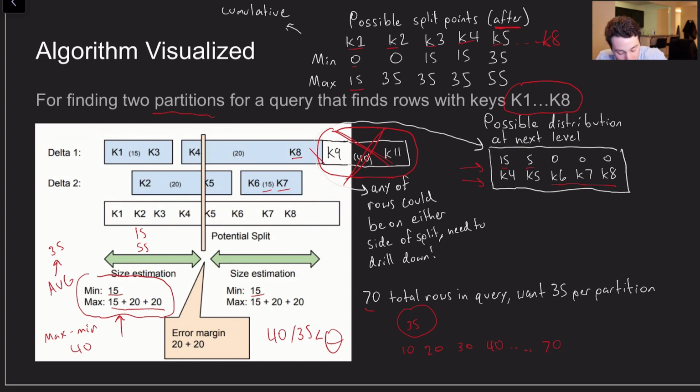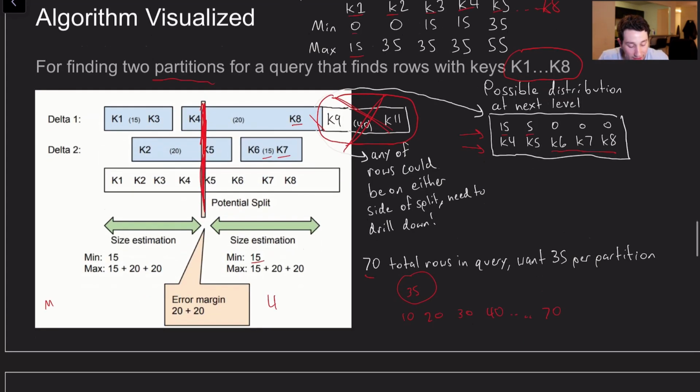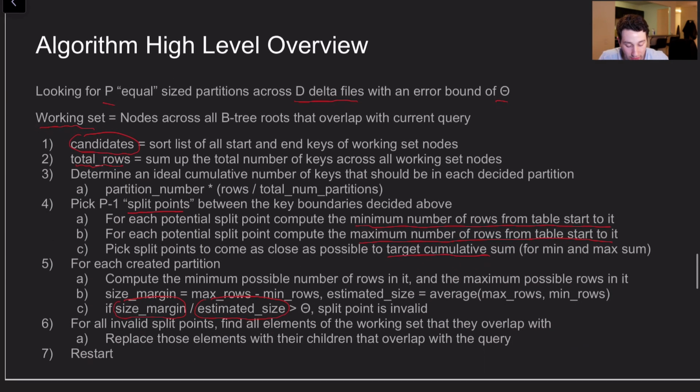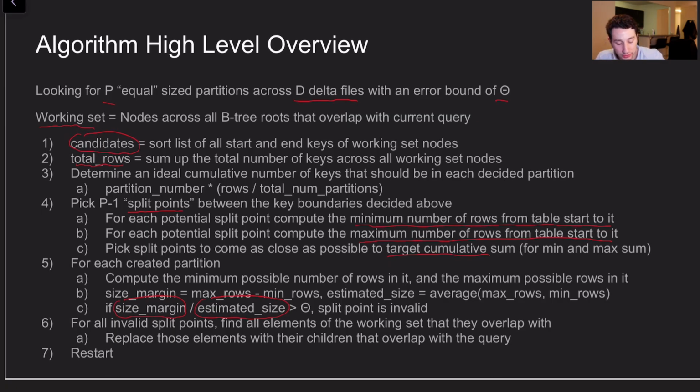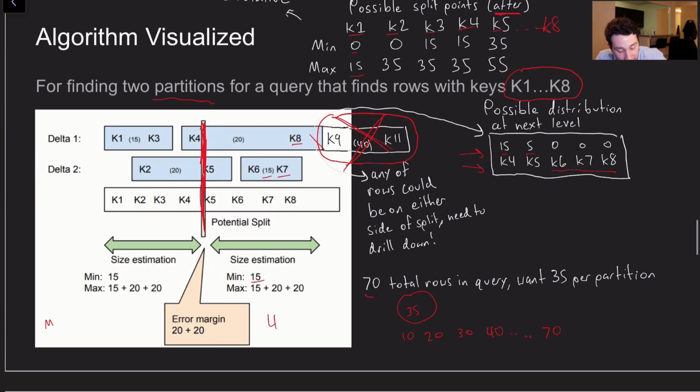So now, in this case, I'm going to erase some more stuff. Again, we have these two partitions right here as delineated by this split point. And this is where we actually run that calculation from before, where for every single created partition, we find the size margin like we did before, we find the estimated size, and we compare it to theta. So let's say theta in this case is 1. If we do 40 divided by 35 like we did before, we know that's greater than 1, meaning that both of these partitions are invalid because this split point is a bad split point.